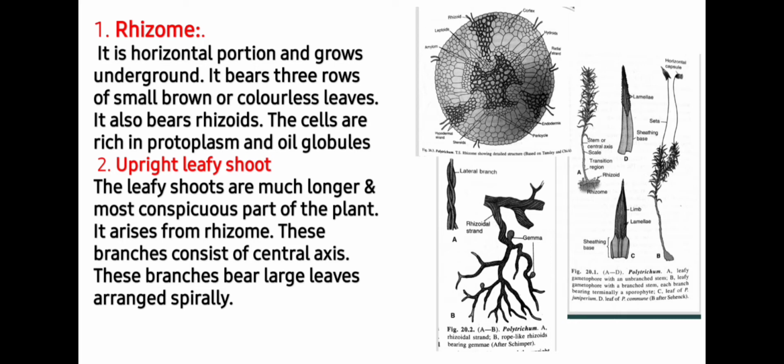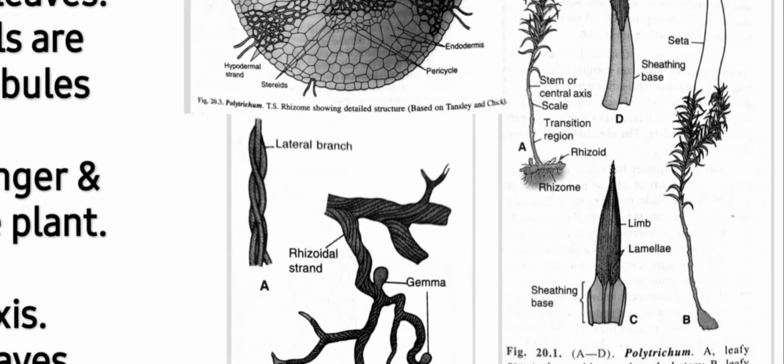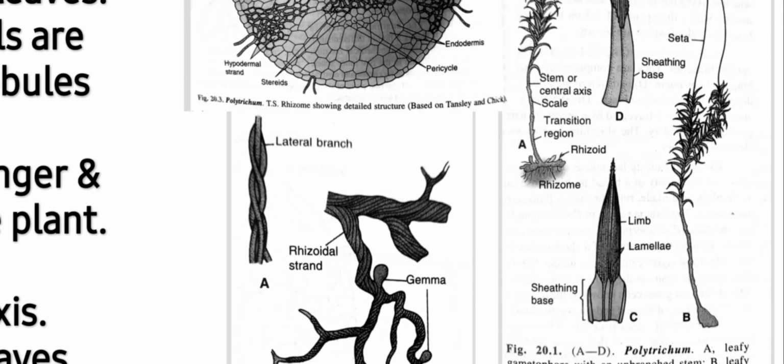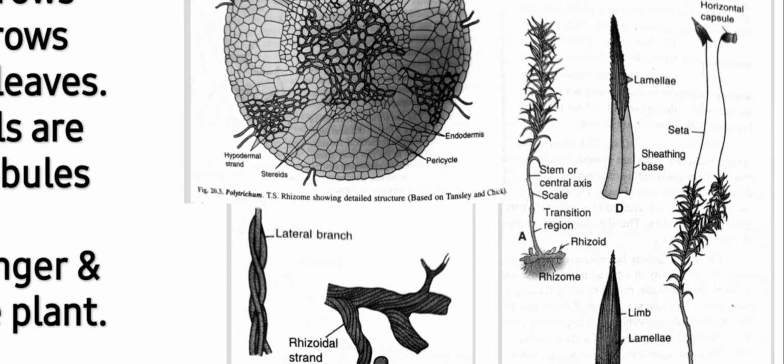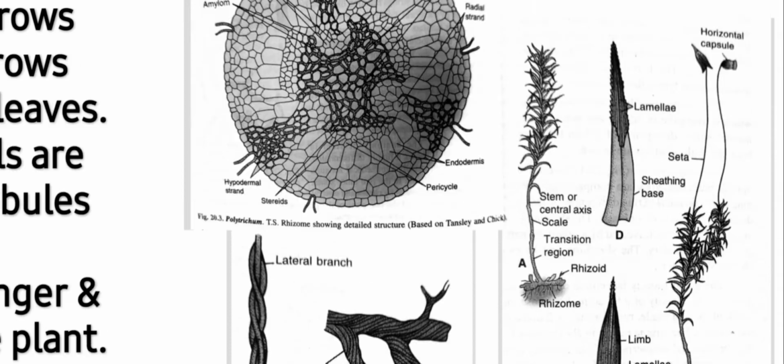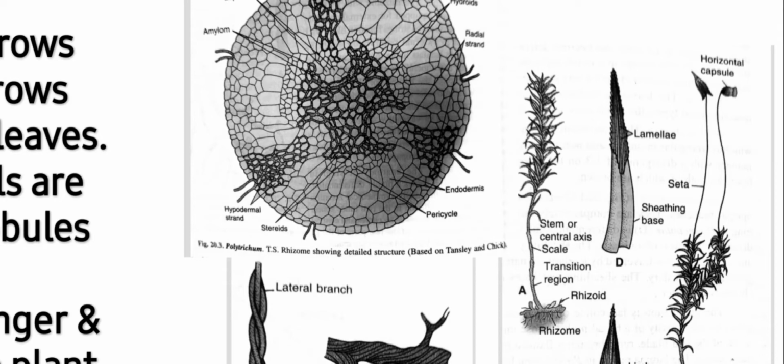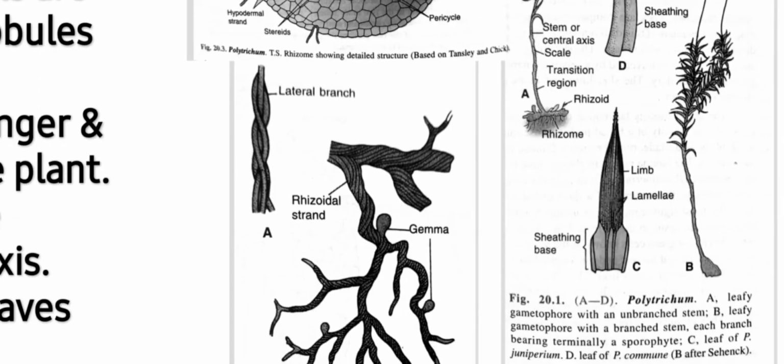Then is the upright leafy shoot. The leafy shoots are much longer and the most conspicuous part of the plant. It arises from the rhizome and these branches consist of a central axis and further bear large leaves arranged spirally, as you can see in these images. The basal rhizoidal portion is there, then the central stem is there and the stem is surrounded by spirally arranged leaves, and at the reproductive stage they bear the capsule or sporophyte.